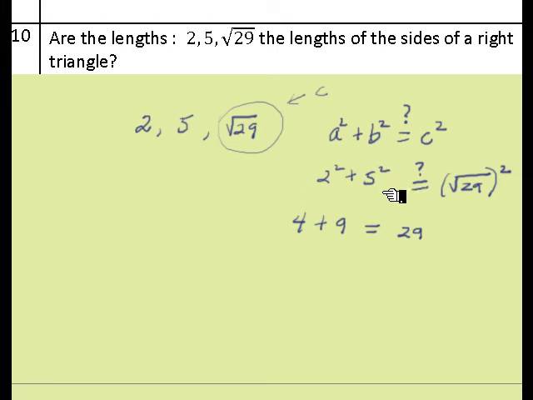Sorry, 5 squared is 25, so let's write that over here. Is 4 plus 25 equal to the square root of 29 squared, which is 29? And obviously it is. So that means that these are the lengths of the sides of a right triangle. So the answer is yes.